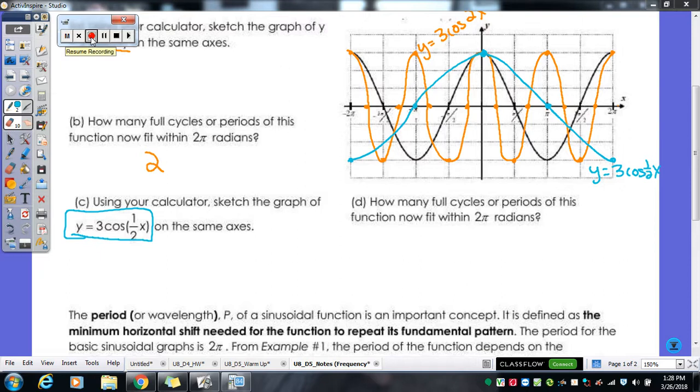So how many full cycles or periods of this function now fit into 2 pi? How much of the curve fits from 0 to 2 pi? Half of it. So remember, a full cycle for a cosine curve starts at the high, goes to the low, goes back up to the high. So the fact that it starts high and only goes to the low, it's done half of the curve.